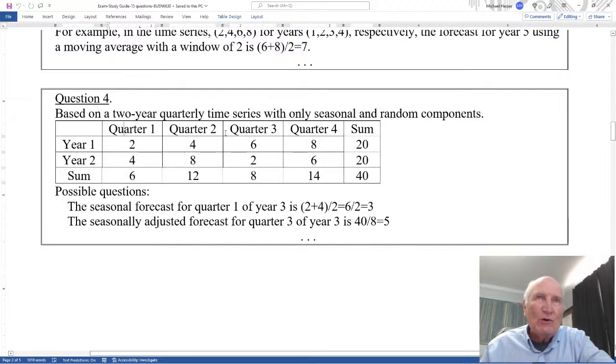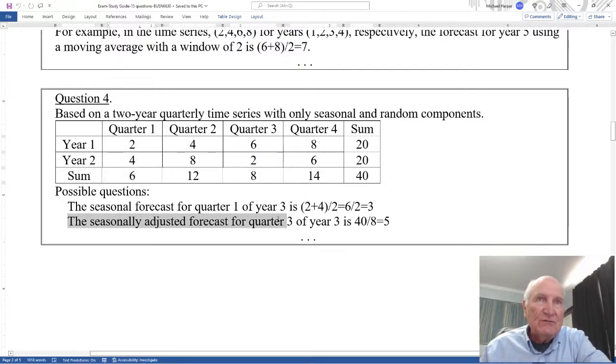And so you'll have quarters up here. You'll have years, it would be 2 years, and you'll have the numbers just like this in some of the rows and some of the columns. Possible questions I could ask is the seasonal forecast for quarter 1 of year 3. Okay, quarter 1, since it's seasonal and random, quarter 1 of year 3 would be 6 divided by 2.